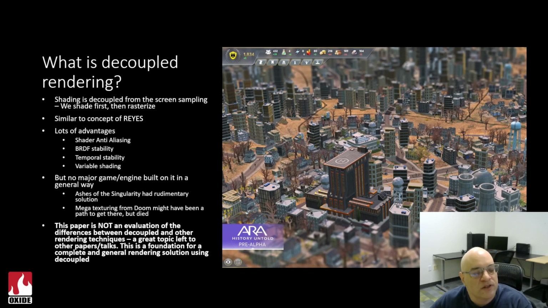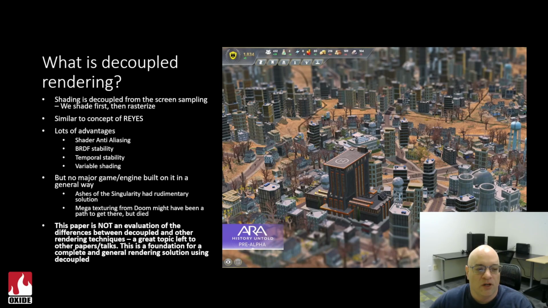There are a lot of advantages for this that are well known. Shader anti-aliasing is a great one. BRDF stability: a lot of the models just become more stable when you're shading this way because you can filter them after the inputs. There's a lot of temporal stability. You don't get a lot of the shimmering frame to frame because you're always evaluating the same sample. So it might be wrong, but you're wrong the same way, and so you get a lot more cohesion. In fact, we find that we don't need to do temporal anti-aliasing. It's just not necessary for our engine.